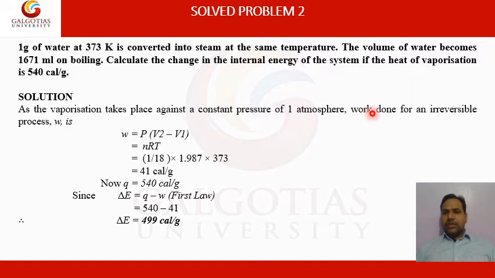The solution is shown here. As vaporization takes place against a constant pressure of 1 atmosphere, the work done of an irreversible process, W is equal to P into V2 minus V1, so W is equal to minus nRT. Putting in the values, we got 41 calorie per gram. Now Q is equal to 540 calorie. Since delta E is equal to Q minus W, the first law, 540 minus 41 is equal to 499 calorie. Solving these types of problems helps students in understanding the problem.